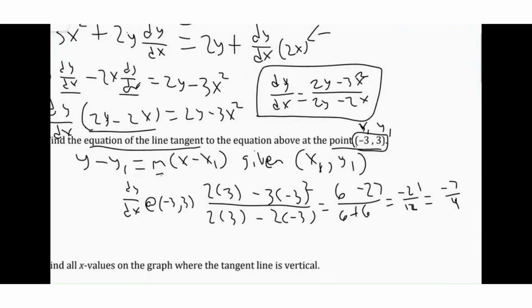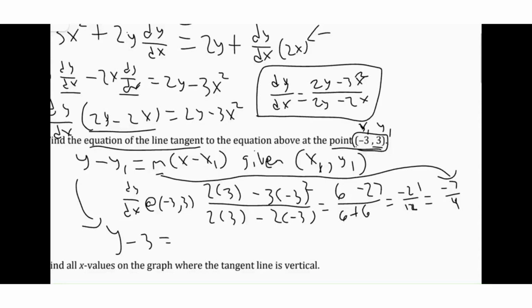Now this is just your m value. So all you need to do, bring this down, and let's just plug in. y minus, what is our y1? 3 equals our m, negative 7 over 4, times x, and our x1, minus negative 3, so just plus 3. And that's your answer.